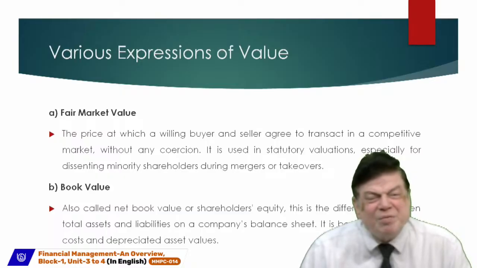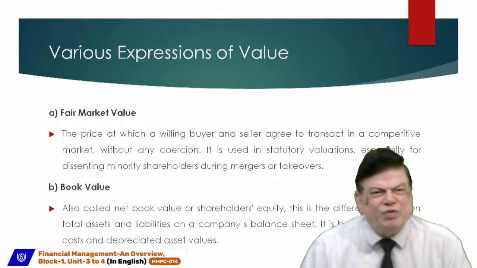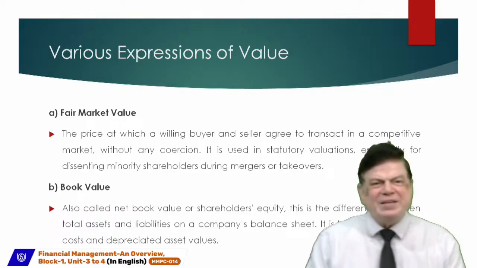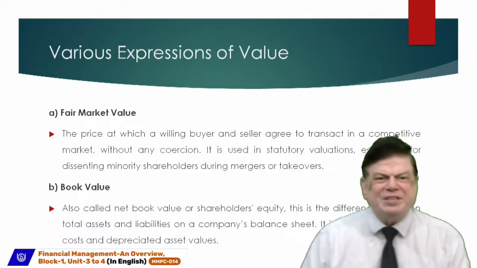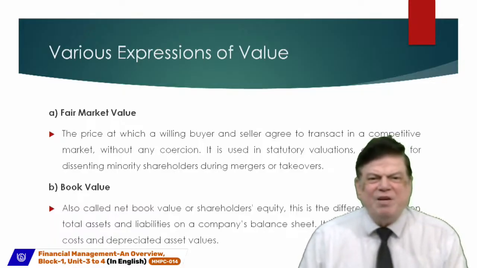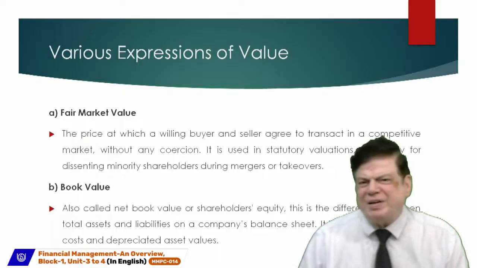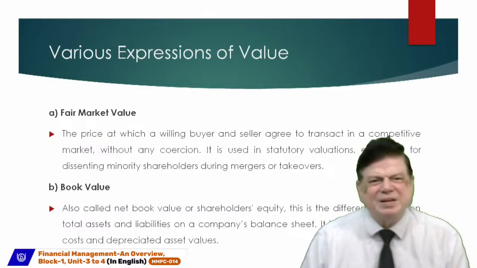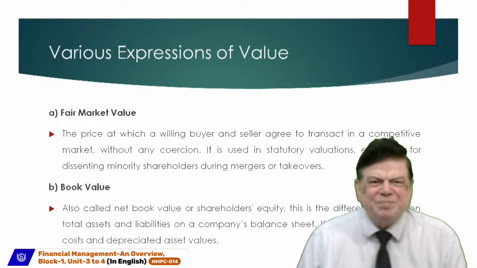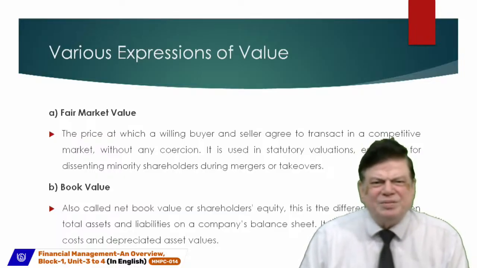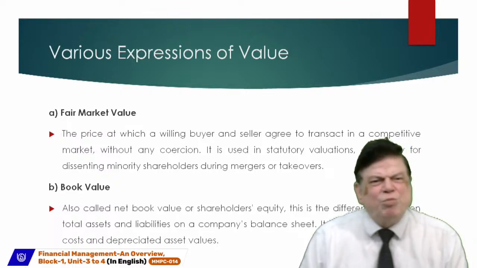So they have explained by example also. So fair market value, fair market price, is the price at which a willing buyer and a seller agree to transact in a competitive market, without any coercion. It is used in statutory valuations. Next is book value.